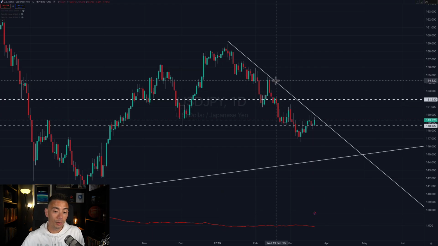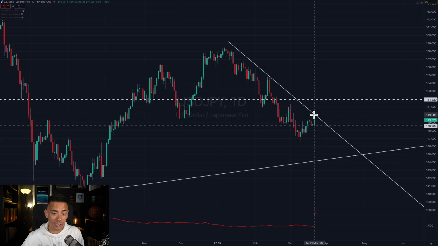Then finally, we have the dollar yen. So the dollar yen has been moving to the downside. It did break through this support level over here on the 3rd of December at 148.65. It broke through there, but crucially, it didn't hold below there. Now we're at a bit of a key level, and the market could go both ways.